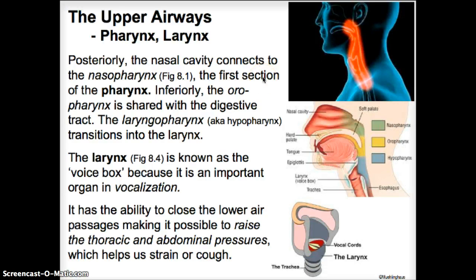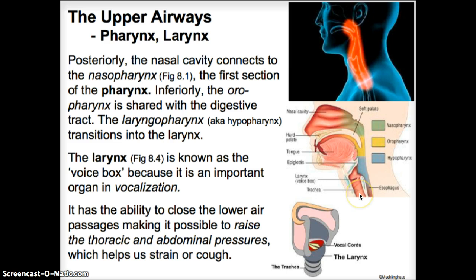Inferiorly, the oropharynx, below the nasopharynx, is right behind the mouth, and we really share that area. Going below that is where we get the laryngopharynx, also known as the hypopharynx, which is where the larynx starts, that then separates the food from the air going into the trachea, which is the air tube. In the back we have the esophagus, which is usually a collapsed tube, as you can see down here, because the food can push it open.